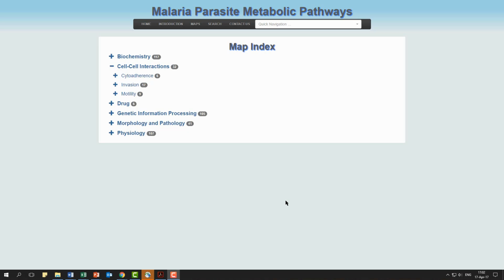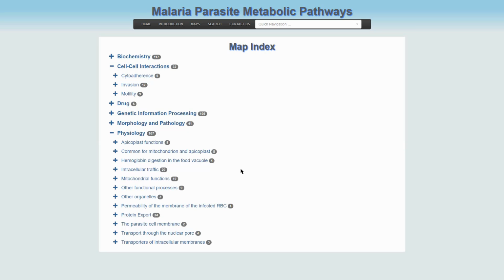In this tutorial, we shall review the maps and tables that are included in the physiology category. You see here a large range of processes, and they are arranged in alphabetical order, so in order to find what you're looking for, you have to browse along them.